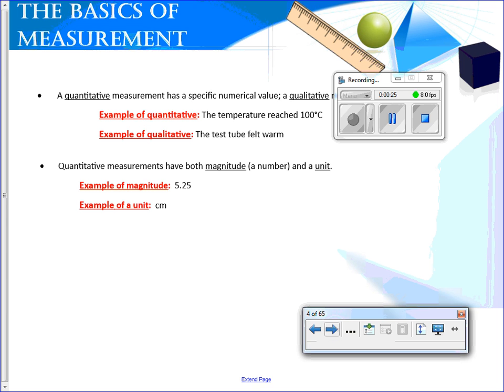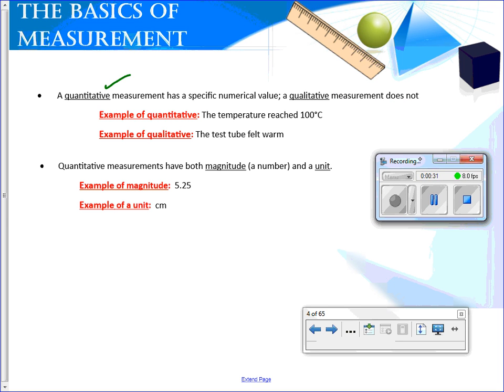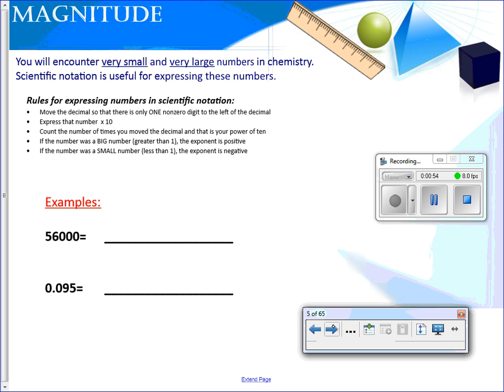We have quantitative measurement, which deals with a numeric value, such as the temperature reached 100 degrees. You can see the numeric value there. And then a qualitative measurement, which does not deal with numeric value, such as the test tube felt warm. Quantitative measurements have both a magnitude and a unit, and both are equally important in this class. All of your measurements and numbers should have units.